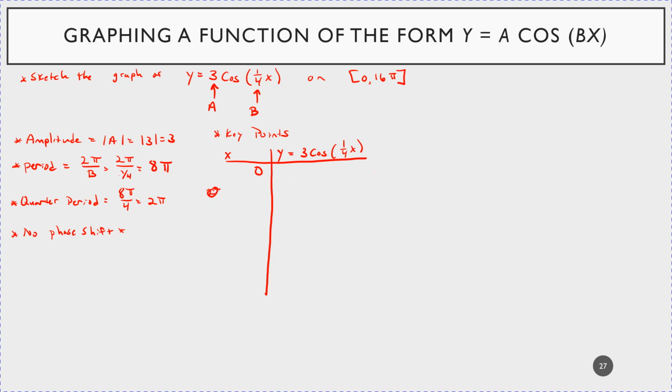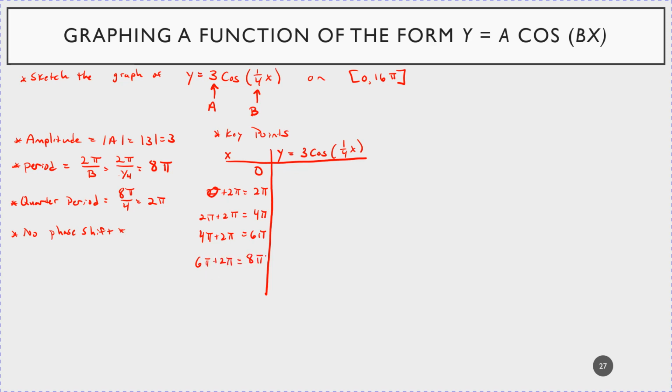So then 0 plus 2 pi. My next key point is 2 pi. Then you're going to take 2 pi and add another 2 pi to get 4 pi. Then you can take 4 pi and add another quarter period. And then finally, you're going to take that 6 pi and add 2 pi to get 8 pi.